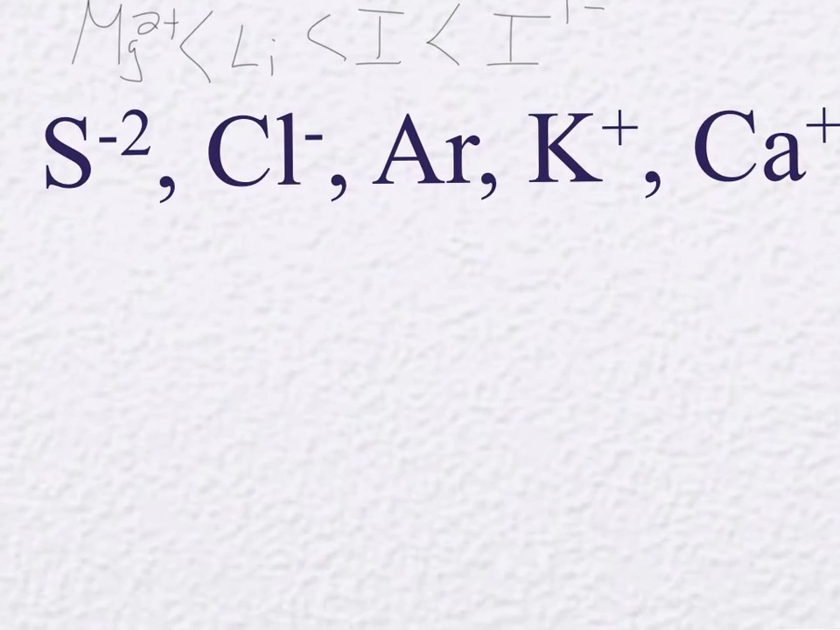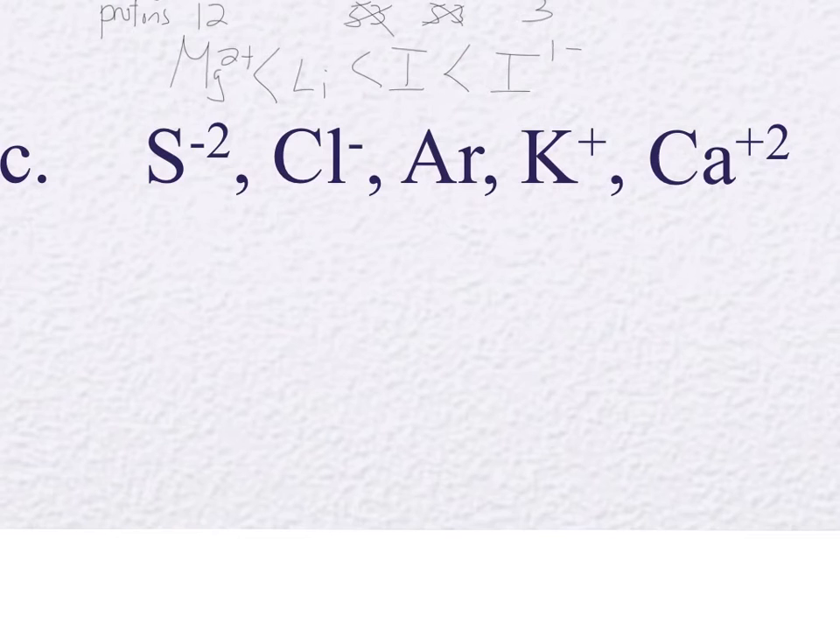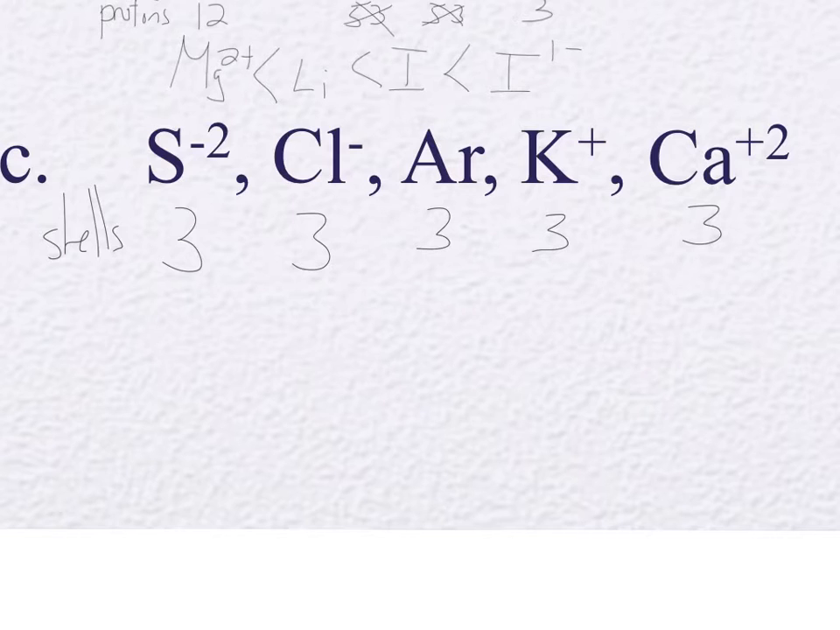Okay, last set. Here we go. Look at the number of shells. Sulfur has 3, sulfide ion 3. Chloride ion has 3. Argon 3. Potassium+ lost a shell, now it has 3. Calcium 2+ has 3 as well. So we can see that that is not a factor here. They all have the same number of shells.